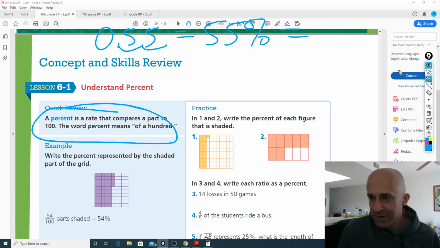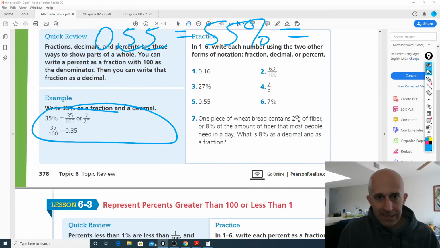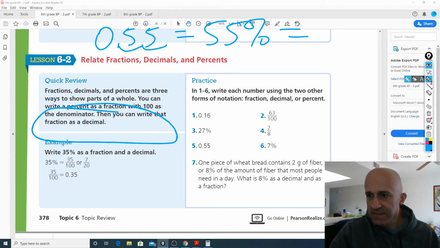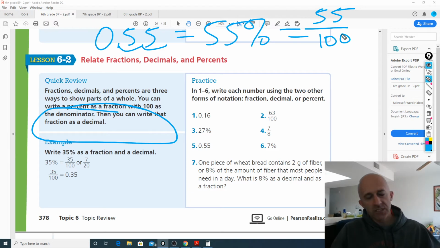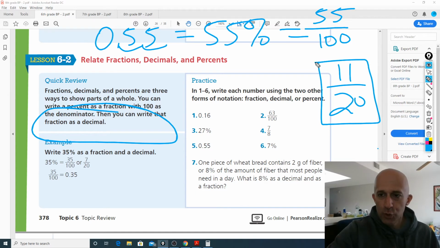So if I have 55%, it's going to be simply 55 over 100. Would we reduce the fraction? Of course. We could divide 5 into 55 and give us 11, divide 5 into 100 and give us 20. That is the reduced fraction right there. Okay. That is dealing with 6-2 on that instance.